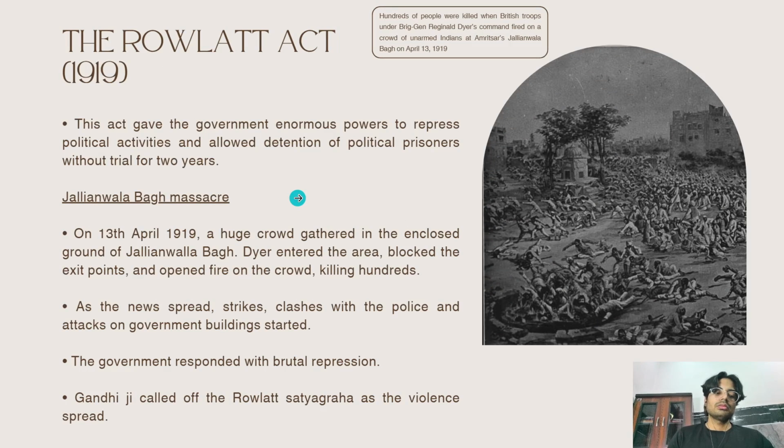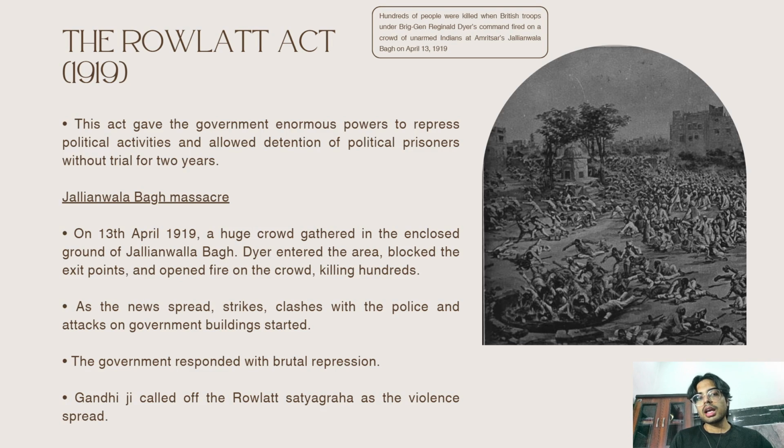Now, the Rowlatt Act was passed by Britishers in 1919. This act basically gave the government enormous power to repress political activities and allowed detention of political prisoners without trial for 2 years. So what happened was Britishers introduced the Rowlatt Act for their own benefit, as they wanted that no one should be allowed to oppose us or criticize us.